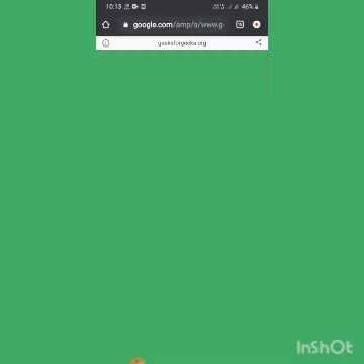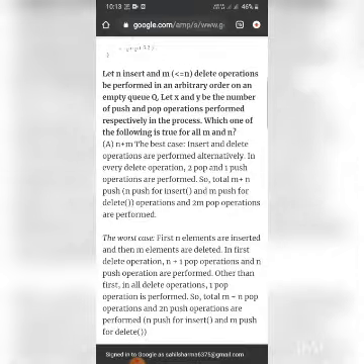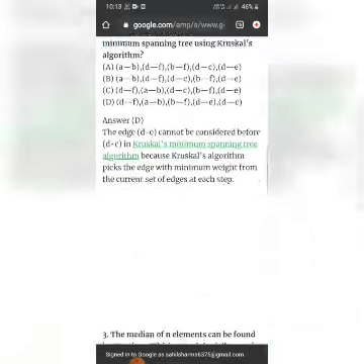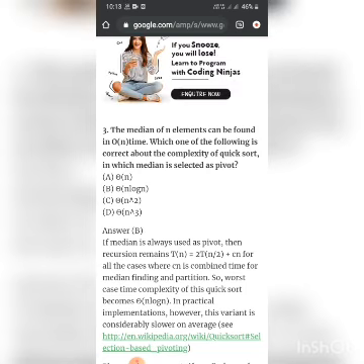And the next question they asked is the median. Okay, this is the question. The median of an array can be found in O(n) time. Which one of the following is correct about the complexity of quicksort in which median is selected as a pivot? And the answer they give is O(n log n) complexity.